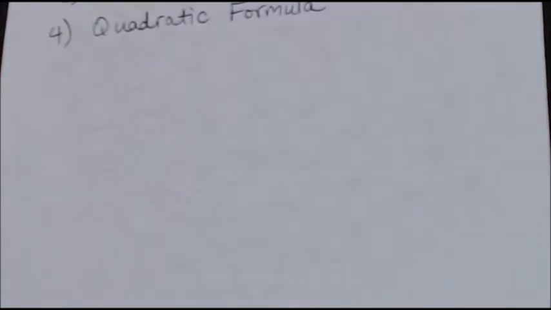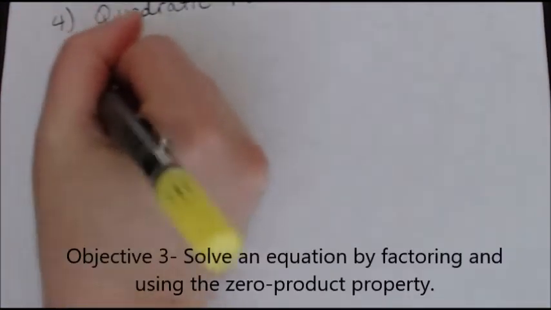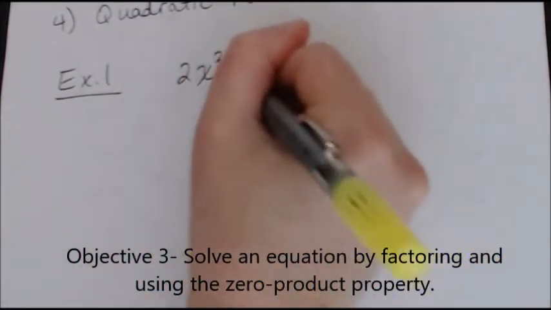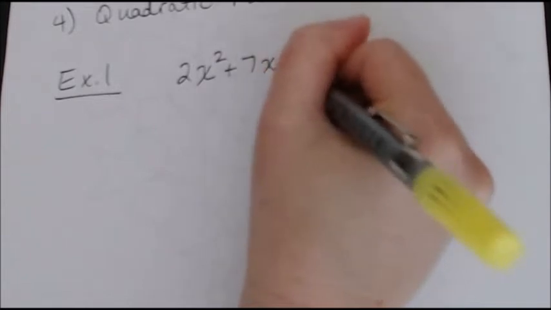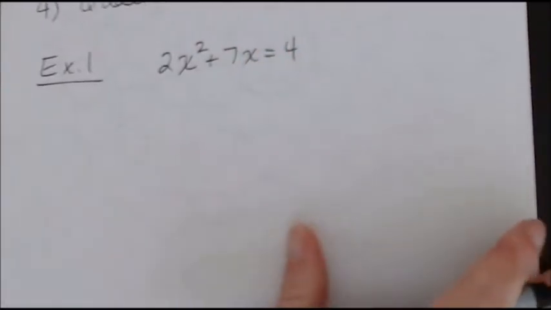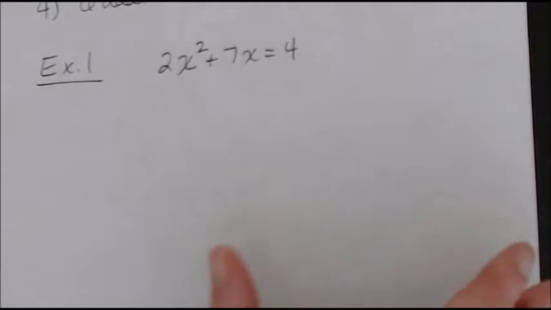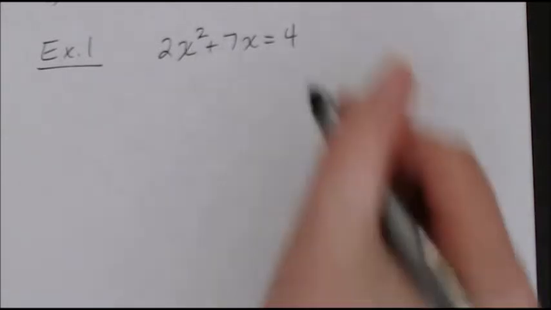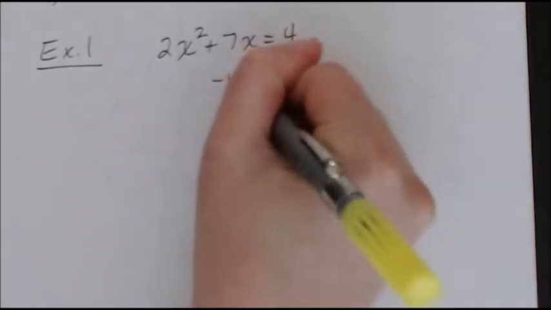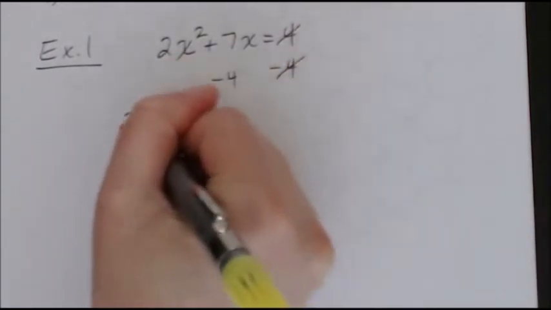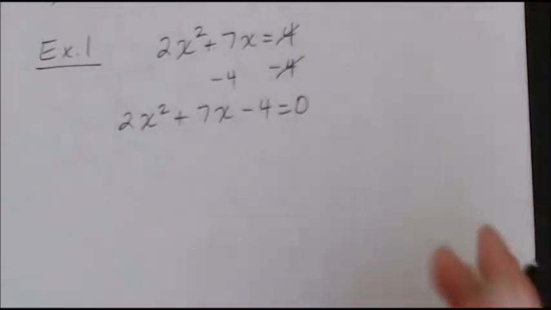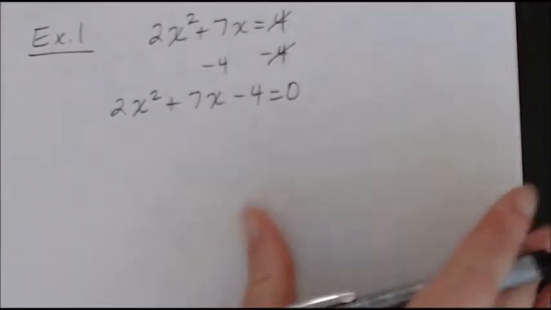So let's take a look at example 1. This is in the guided notes. So we've got 2x squared plus 7x equals 4, and the question wants us to solve this. Now, I suspect that this may factor, so to see if it factors, I've got to set it equal to 0 first. Before we do any factoring, we have to have the equation equal to 0. So I'm going to subtract 4 from both sides, and so I have 2x squared plus 7x minus 4 equals 0. And I think this does factor.